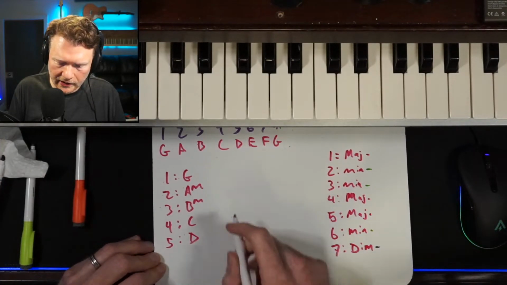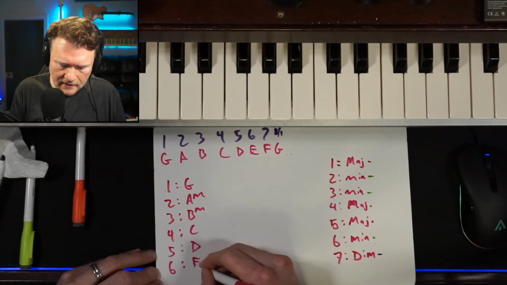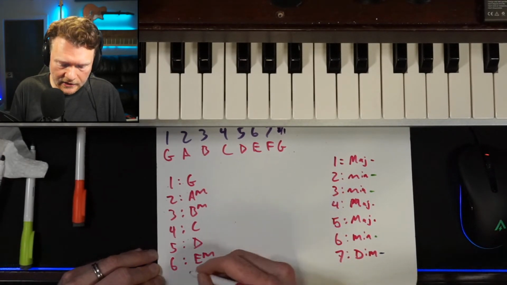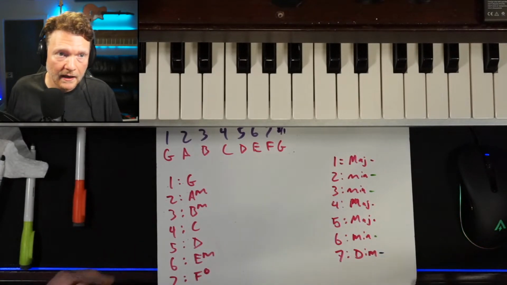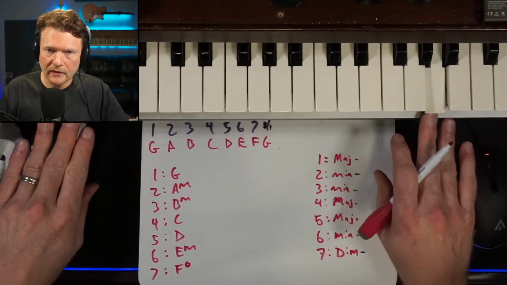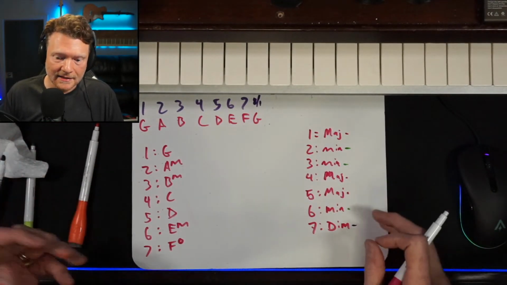You guys following along here? Our 6 chord is E minor. And then finally our 7 chord, which is going to be the rarest one, is going to be F diminished. And I'm going to write just a little circle for now for that. You can also write dim if you want to. So there it is right there. That's pretty easy seeing how that happens.